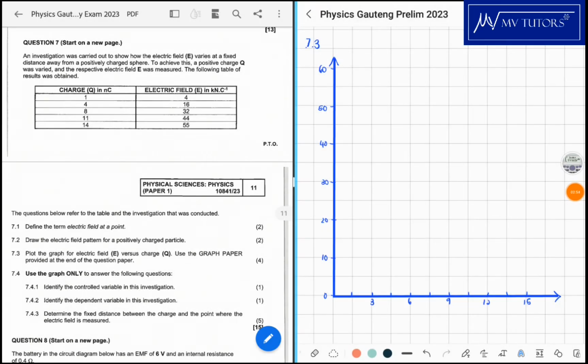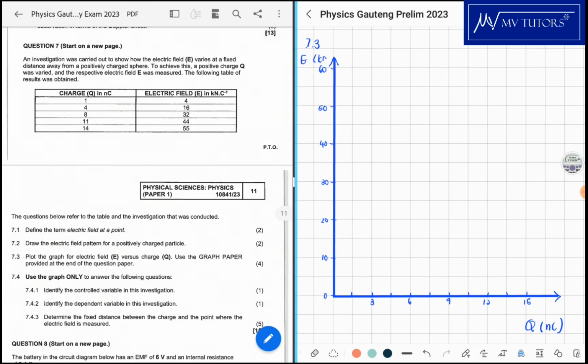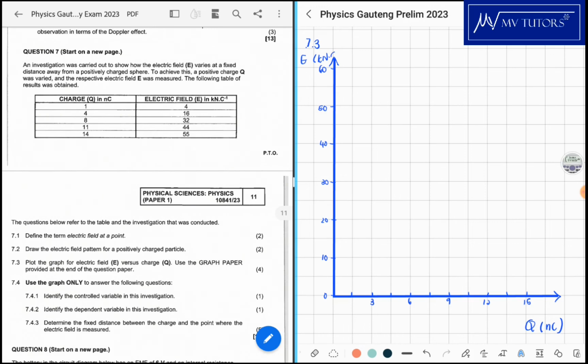Alright, I have my graph paper, and now let's plot. So for a charge of 1, by the way, this is Q in nanocoulomb, and that is electric field, kilonewton per coulomb. Alright, so 1, so this is 1 here, and 4 for electric field. So let's do that. And then 4 and 16.